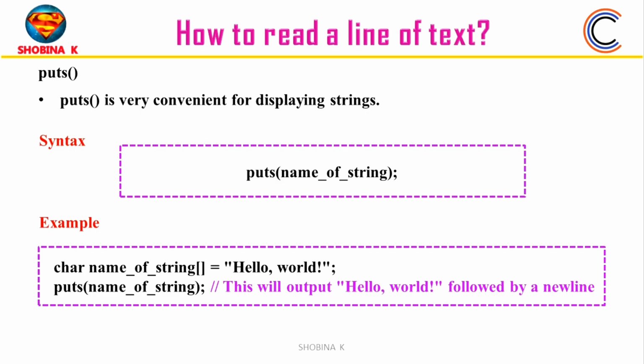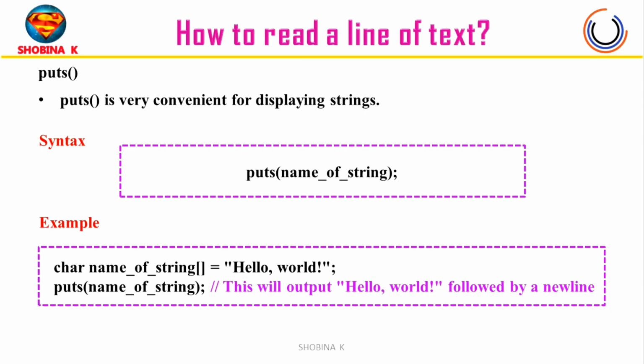Here is the syntax. It takes one argument. puts, this is the name of the function. Name of the string, this is the argument passed to the puts function. Name of the string is a string or a pointer to a character array, and it represents the starting memory address where the string is stored. The puts is a function that outputs strings.